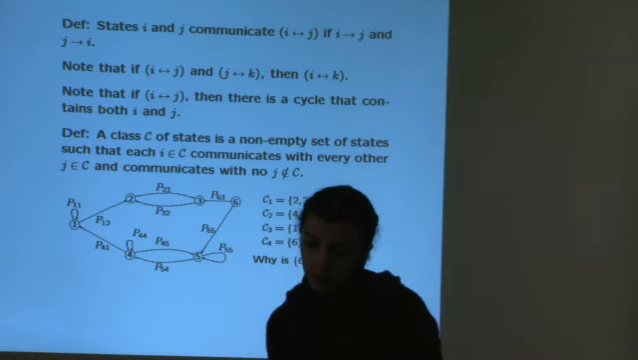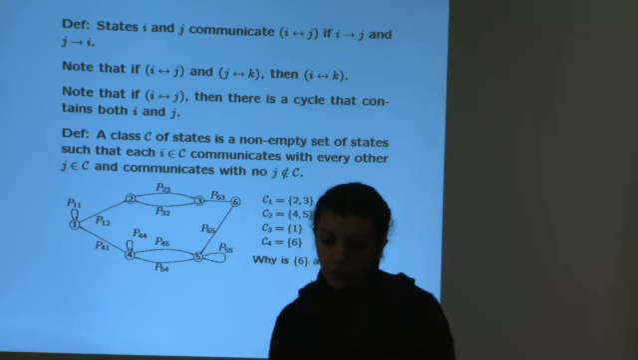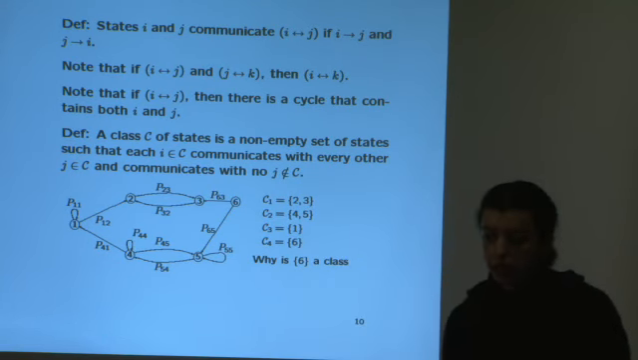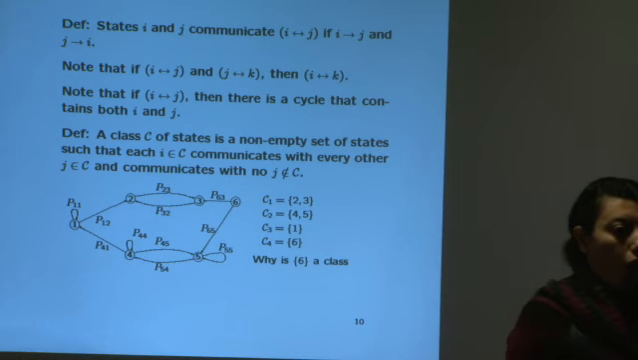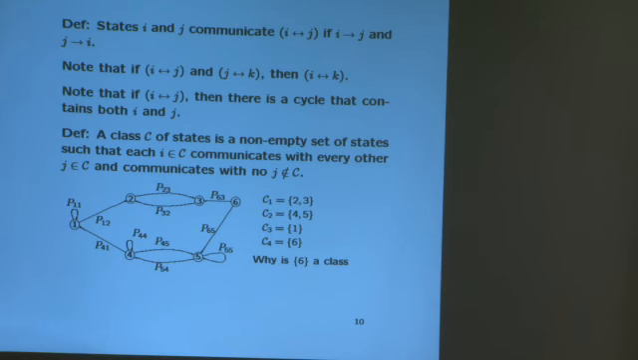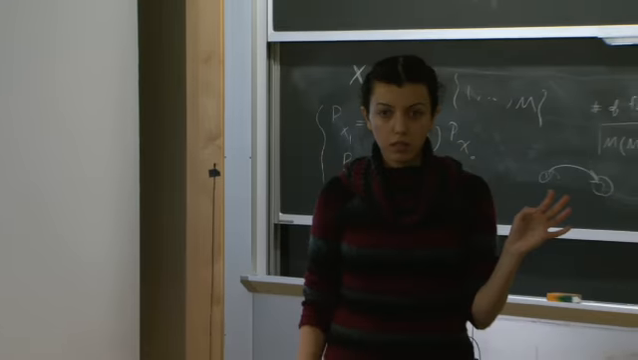Now, what I can prove and what I can define is called a class of states. A class is a non-empty set of states where all the pairs of states in the class communicate with each other, and none of them communicate with any other state in the Markov chain. So this is the definition of a class.